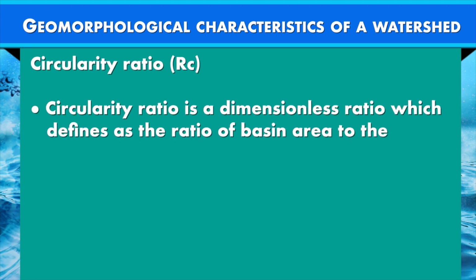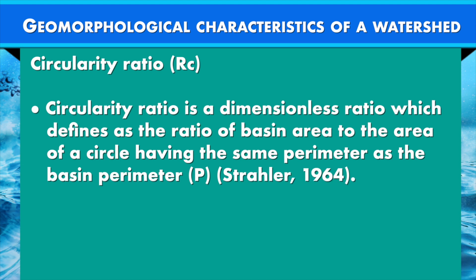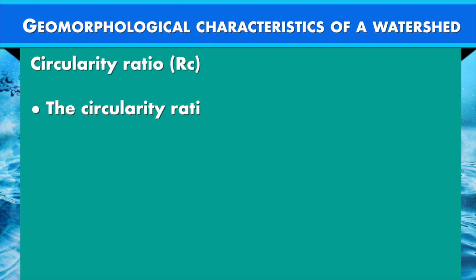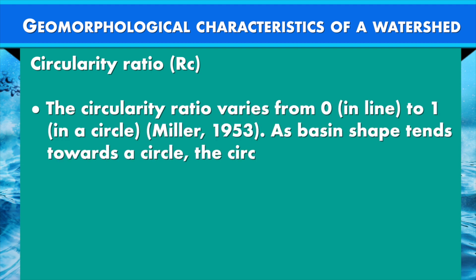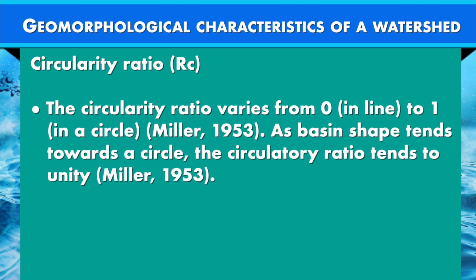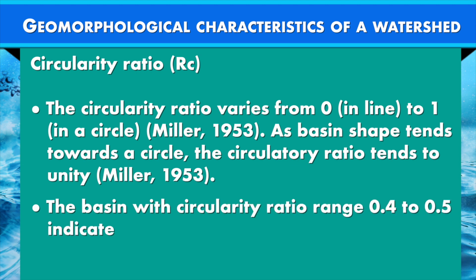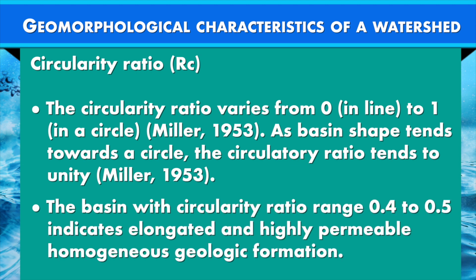Circulatory ratio is a dimensionless ratio defined as the ratio of basin area to the area of a circle having the same perimeter as the basin perimeter. The circulatory ratio varies from 0 to 1. As the basin shape tends towards a circle, the circulatory ratio tends to unity. A basin with a circulatory ratio ranging from 0.4 to 0.5 indicates an elongated and highly permeable homogeneous geological formation.